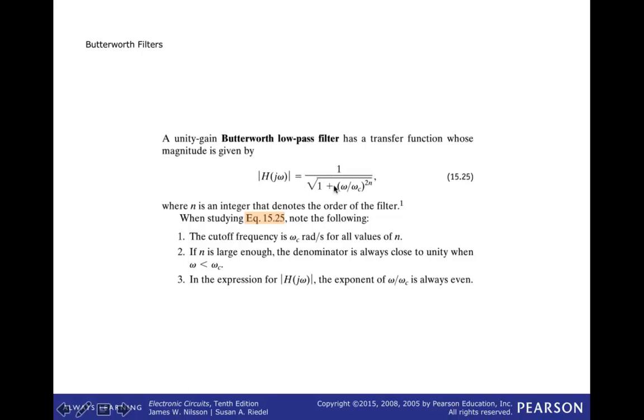What that means is we don't have as much attenuation and roll-off within the passband happening as early as we would have if we had a cascaded op-amp filter. And then finally, in the expression for the magnitude of H, the exponent of omega over omega c is always even because it's to the power 2n. So independent of the filter order, this would give you an even exponent.